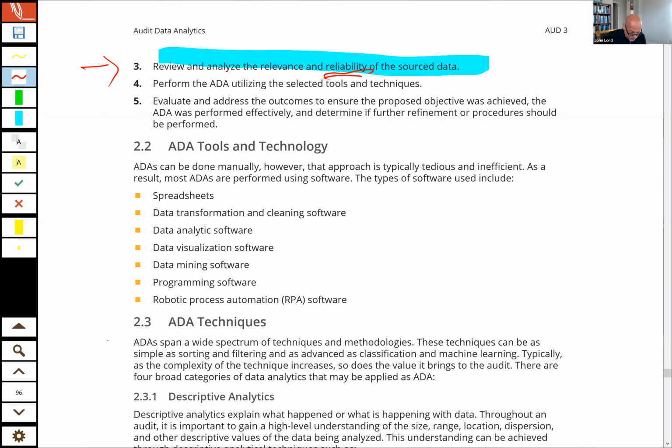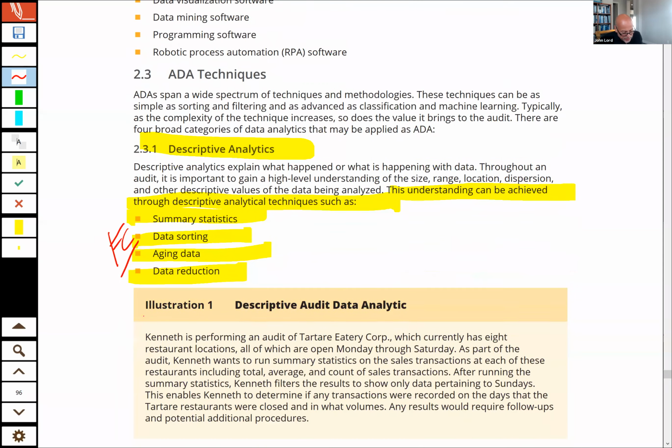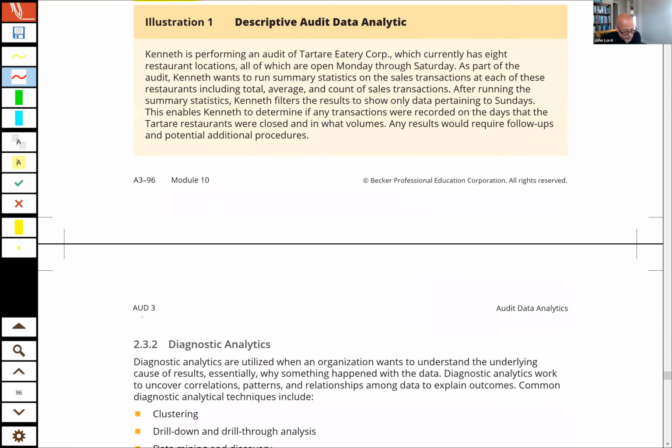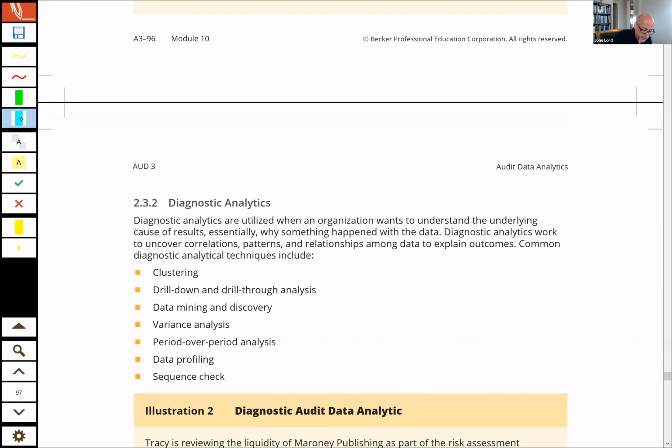Okay. Now, we can take a look and we can see that the data analytics can have various descriptive analytics, okay? And so descriptive analytic techniques include summarizing statistics, data sorting, aging data, and data reduction, okay? So you can go ahead and do different sorts and whatnot. They're going to allow you to analyze to see something that's going on with this entity. I'm not going to go through these examples for every single one of these because they get a little tedious in some of these examples, and I don't think you get much from the examples.